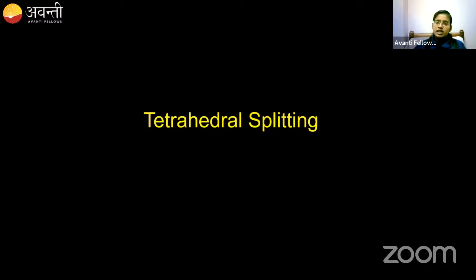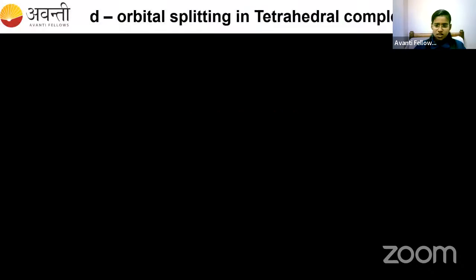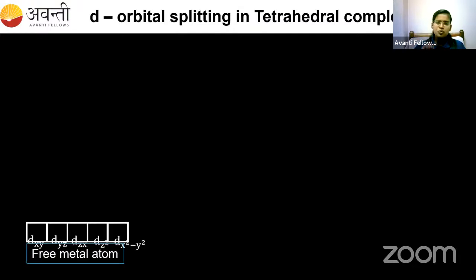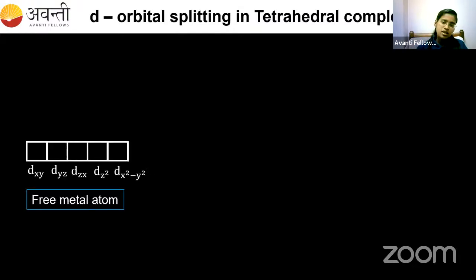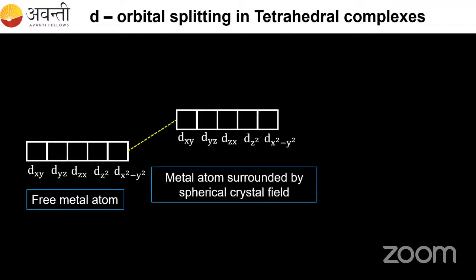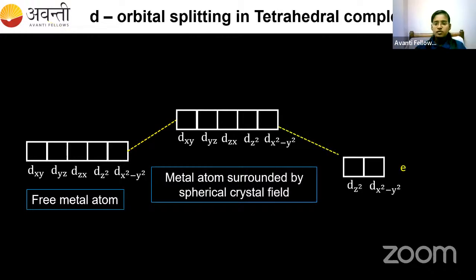So we'll go for tetrahedral splitting. Same thing, okay. The concept is the same, but there is only one small change that I will tell you. For the free metal atom, for tetrahedral complexes also, all the 5 d orbitals will be at the same energy, and in the presence of the ligands in the spherical crystal field, they all will go a little bit higher in energy. Now for tetrahedral complexes, what will happen? The E will come down. The last two orbitals will come down, and they are called E orbitals.